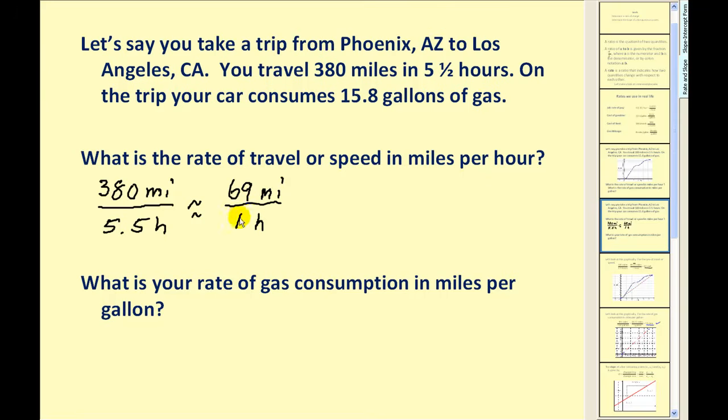Notice the value is still 69, but we left the units on there, and this is our rate, and we normally write this as 69 mph, or miles per hour. This is our average rate for the entire trip.